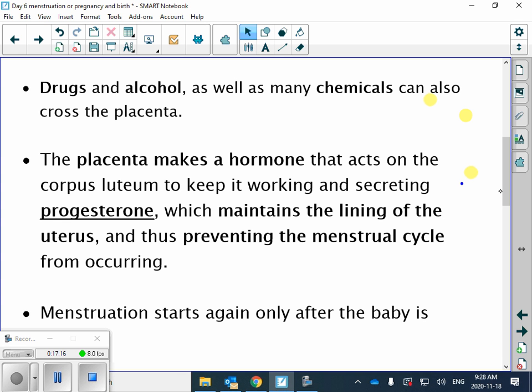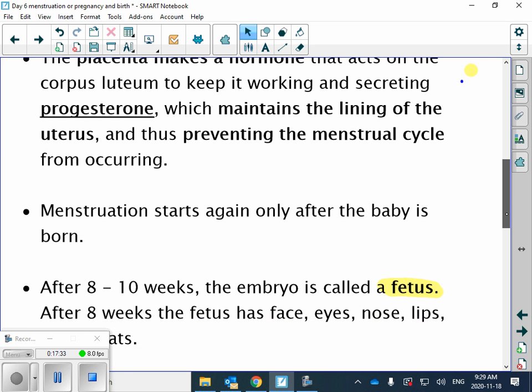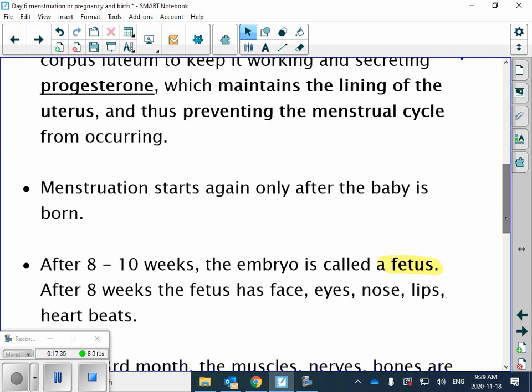Okay, so the placenta makes a hormone that acts on the corpus luteum to keep it working and secreting progesterone. That maintains the really thick lining of the uterus, and that prevents the menstrual cycle from occurring. Menstruation will only start again after the baby's born. Okay? So after 8 to 10 weeks, between 2 and 3 months, the embryo is called a fetus.